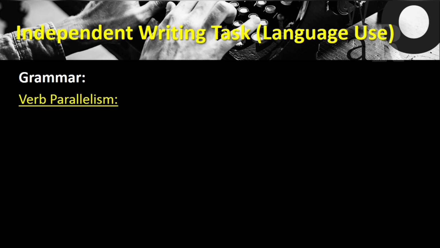Verb parallelism. This is another basic aspect of grammar, yet, if not the most, one of the most troubled areas of many test takers. In my experience, a big chunk of points are lost due to faulty verb tenses. In writing, the verb tenses cannot just be swinging or shifting. Isn't it you learned in grammar that a sentence must be consistent with its tense?